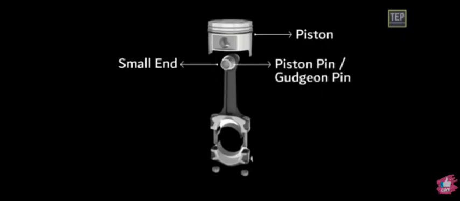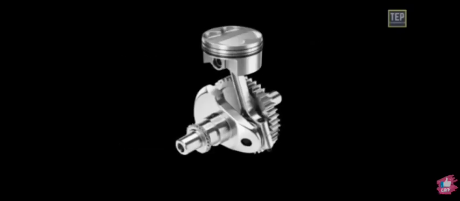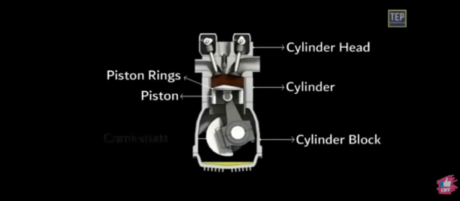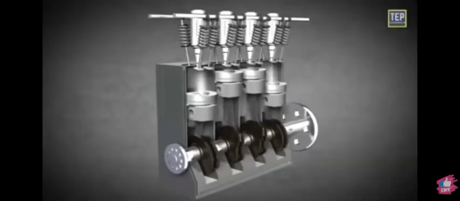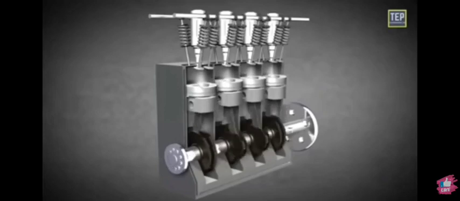Upper end of the connecting rod is called small end, which carries the piston by means of a floating pin called piston pin or gudgeon pin. The lower end is called big end of the connecting rod, which connects the crankshaft through the crank pin. Crankshaft is a mechanical component used by a piston engine to convert the reciprocating motion into rotational motion.